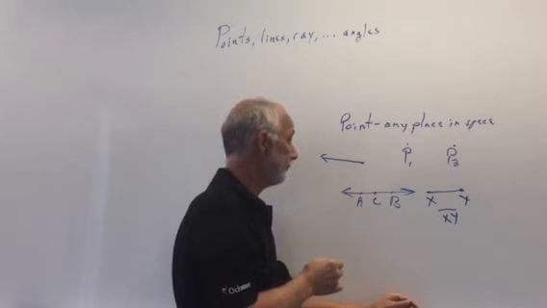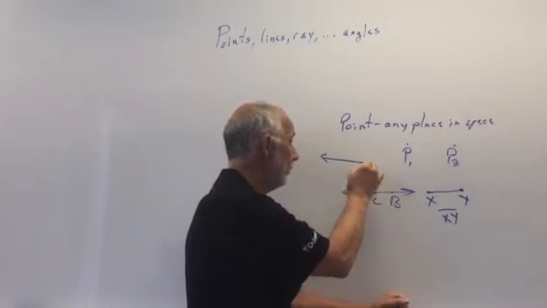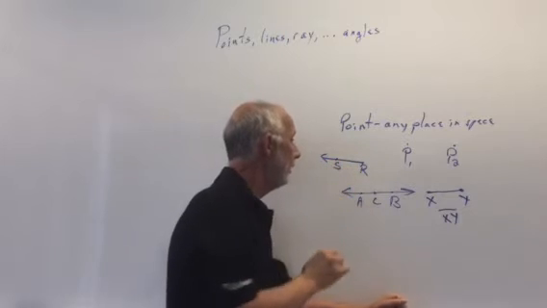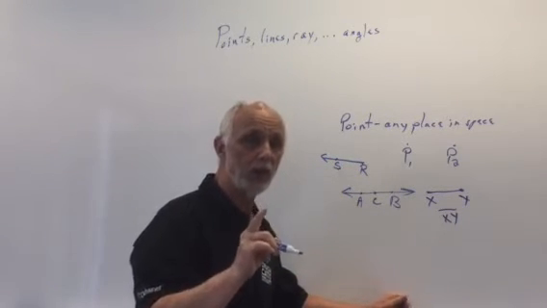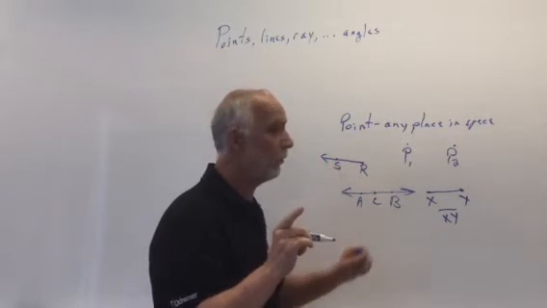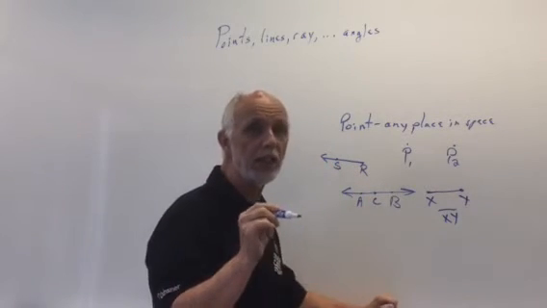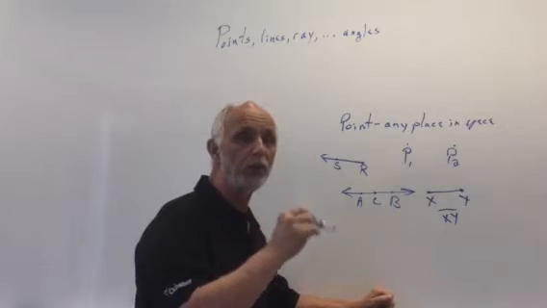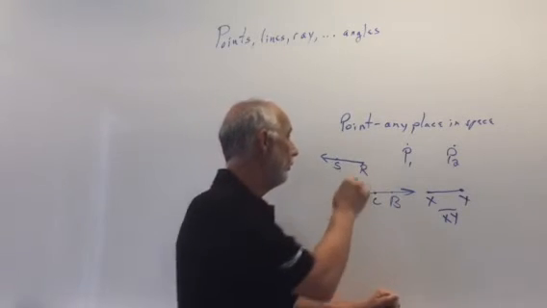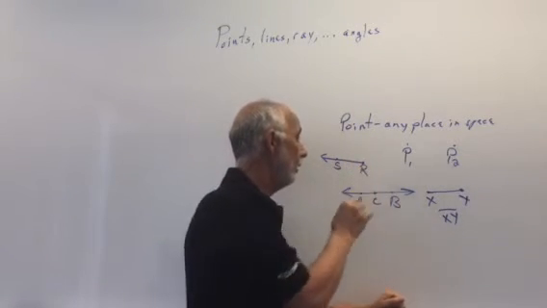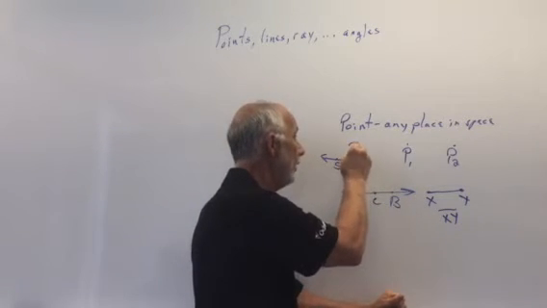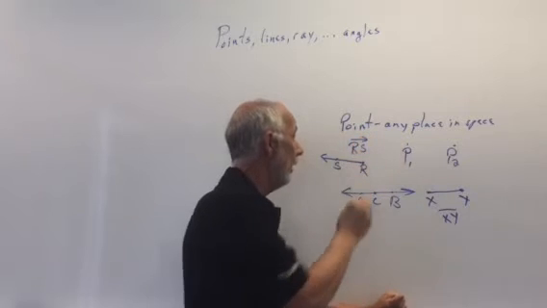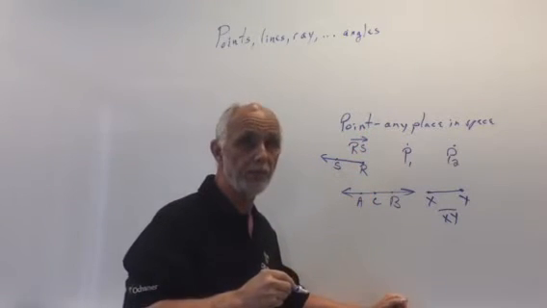A ray, this ray right here, would be ray RS. Please notice I didn't say ray SR, because I don't name it from left to right. I name it starting at the endpoint and going through the point that's on the ray. So the ray starts at R, so I name it starting with R. So this would be ray RS, RS with a ray symbol on the top.